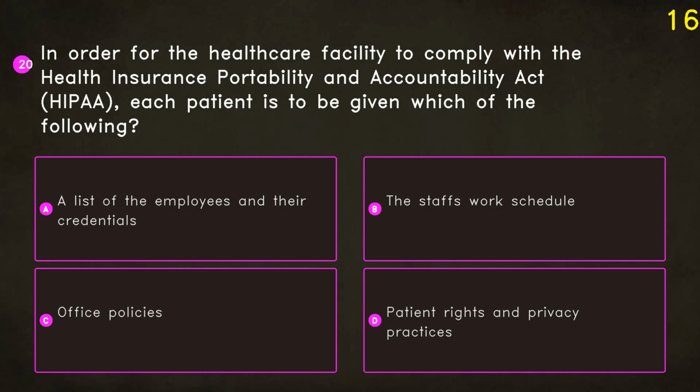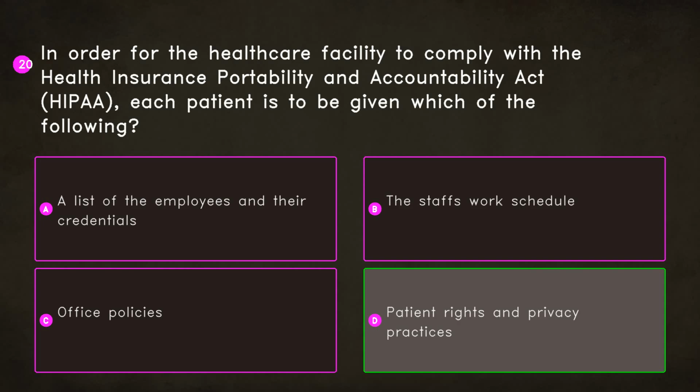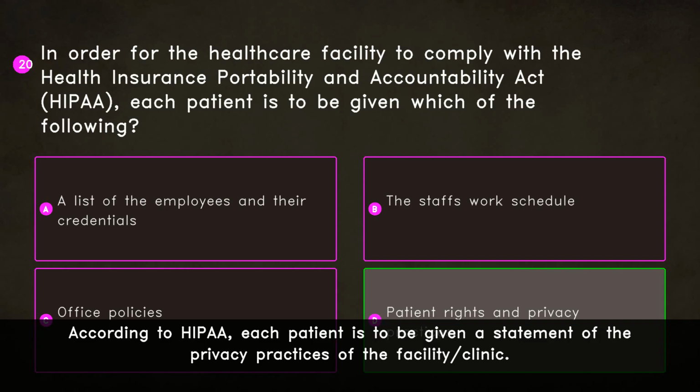Question 20. In order for the healthcare facility to comply with the Health Insurance Portability and Accountability Act, HIPAA, each patient is to be given which of the following? A. A list of the employees and their credentials. B. The staff's work schedule. C. Office policies. D. Patient rights and privacy practices. The correct answer is patient rights and privacy practices. According to HIPAA, each patient is to be given a statement of the privacy practices of the facility/clinic.